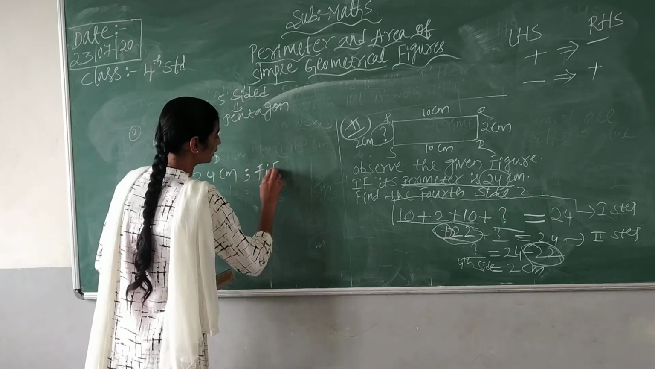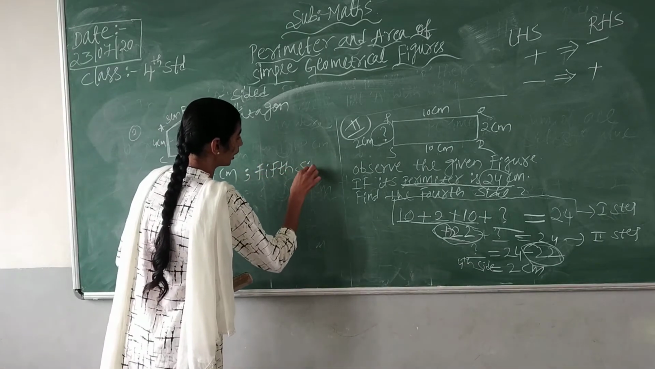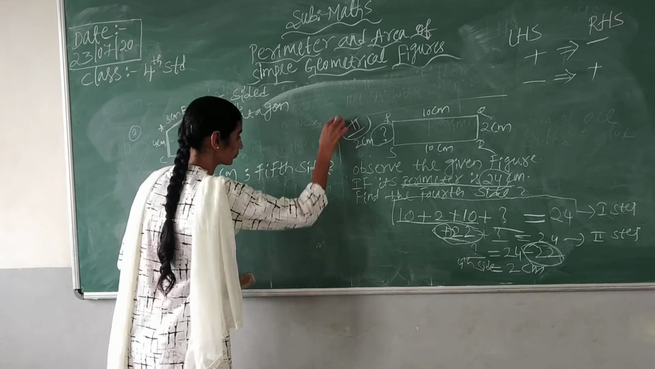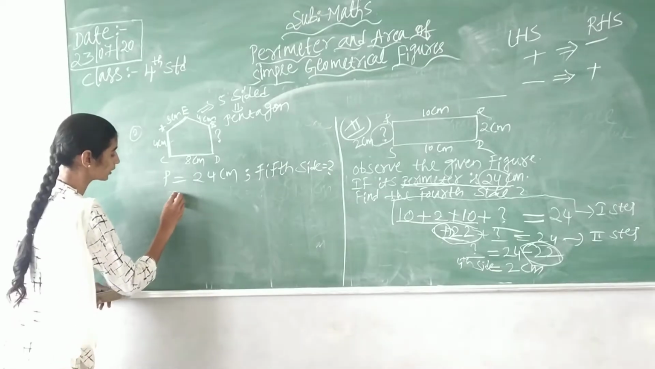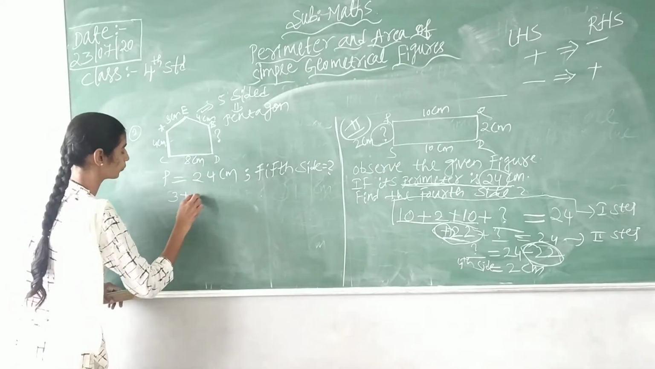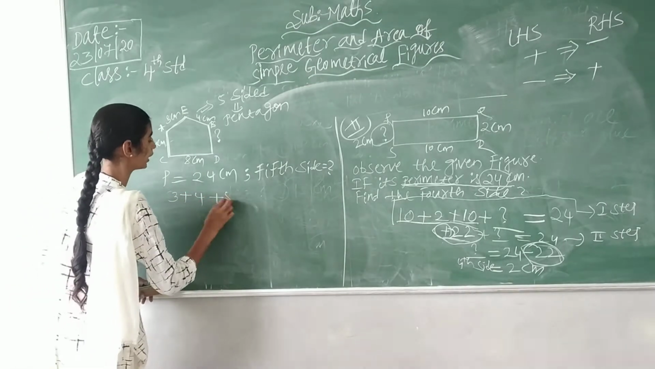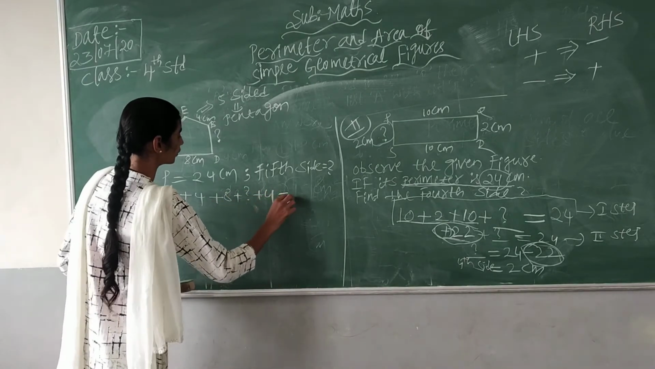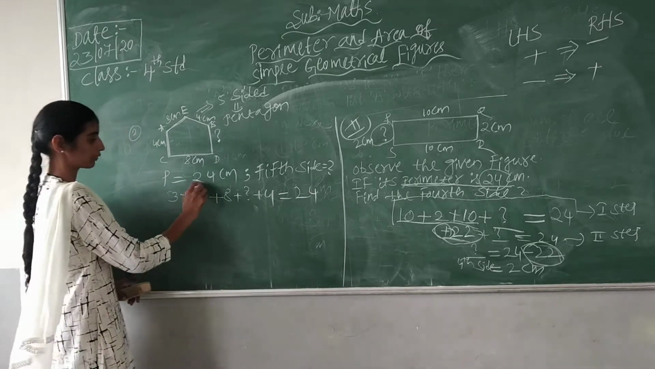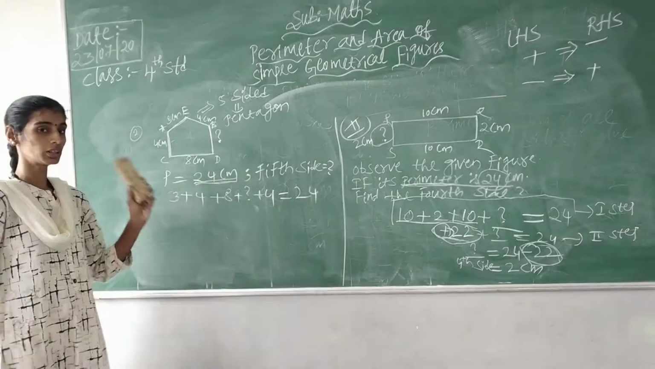You have to write the given side. You have to write given sides on LHS. What all are the given sides? 3, 4, 8, question mark plus 4 equals to perimeter as 24. They have given perimeter as 24 in the question.